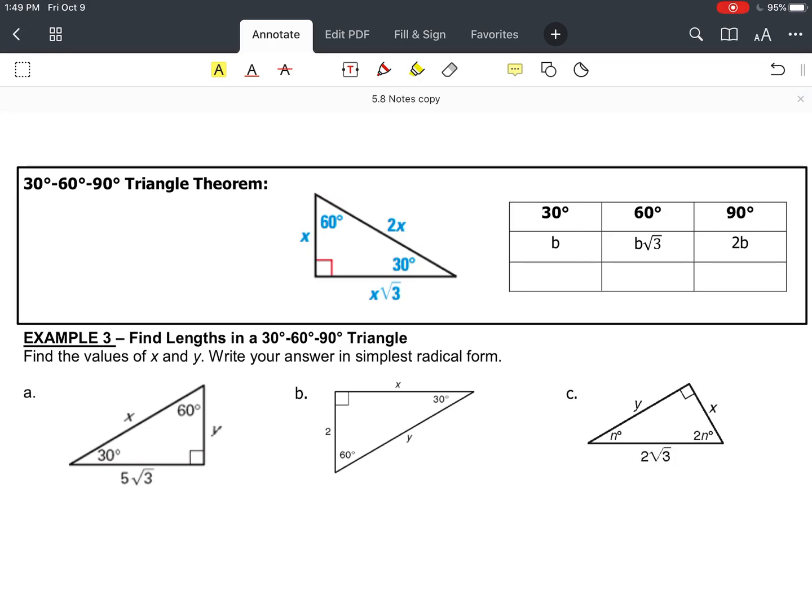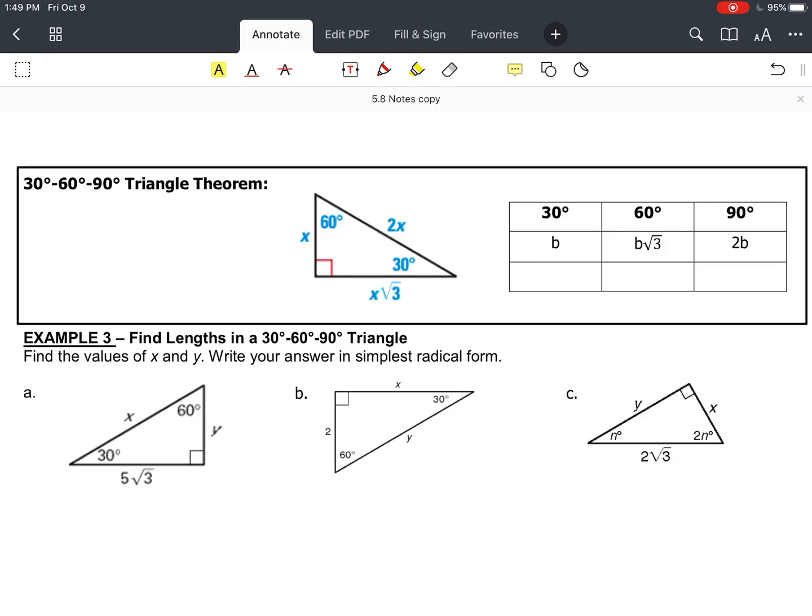Hello, Miss Barber here with the second video of lesson 5.8. We just watched the video on 45, 45, 90 triangles, and we found out that it was in the ratio of a root 2 for every one. Now we're going to be doing 30, 60, 90 triangles.